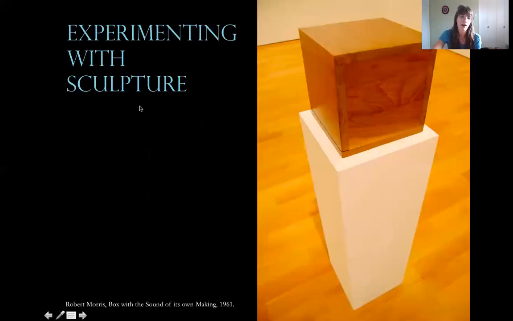Now, the next piece I want to look at is this piece that I'm showing you here. It's an example of how artists can begin to explore the medium in a variety of different ways. So I want you to listen to the noises that you're hearing.